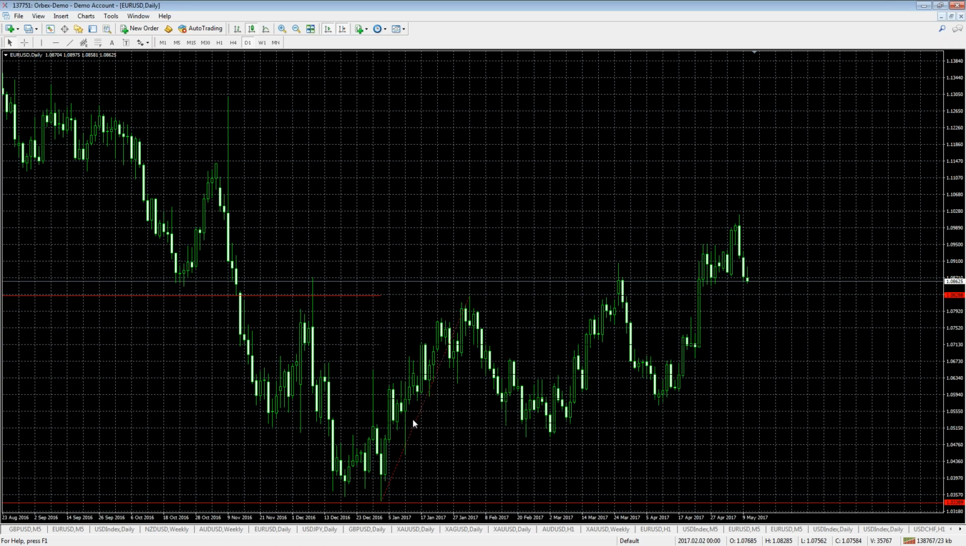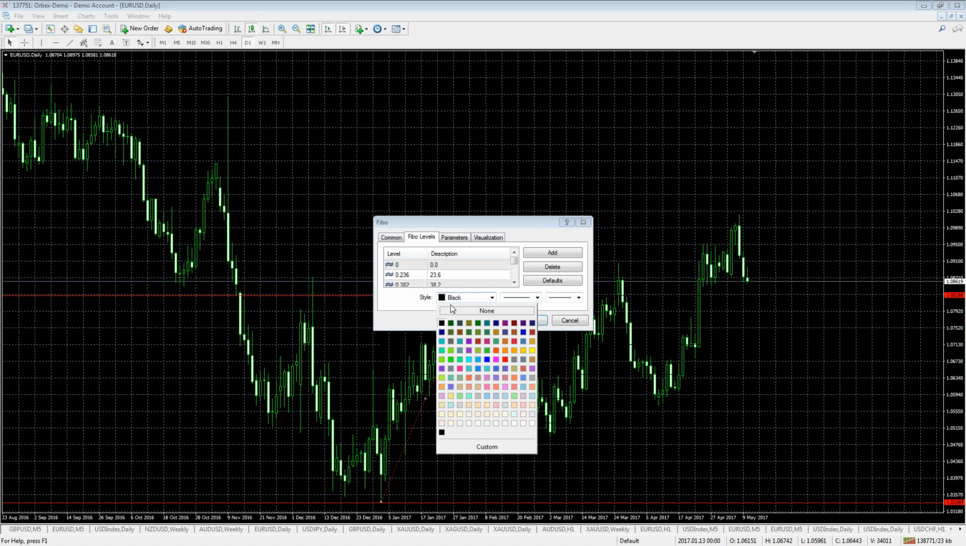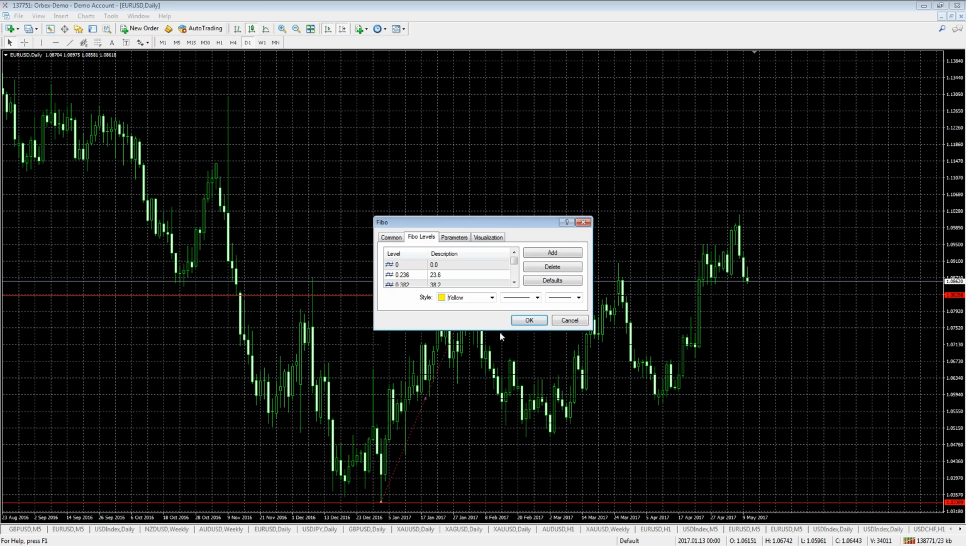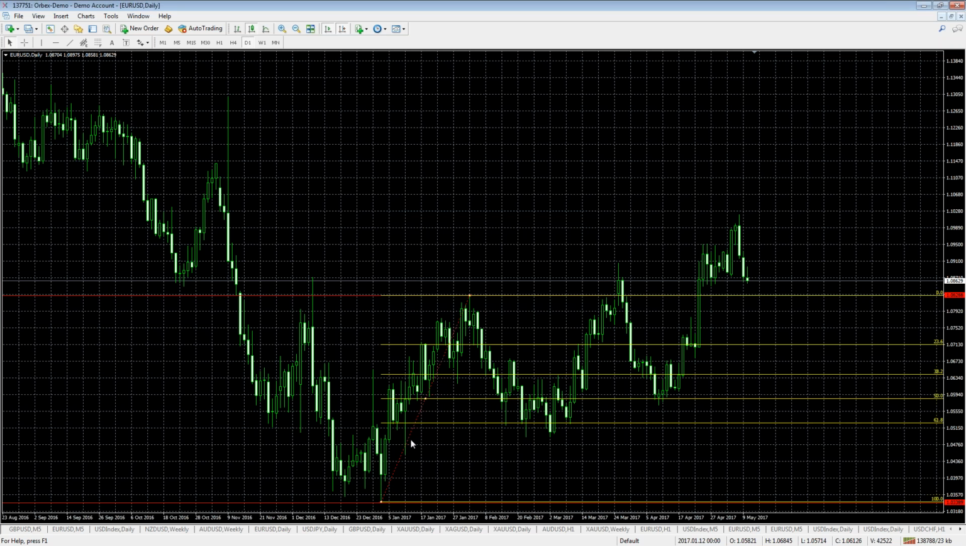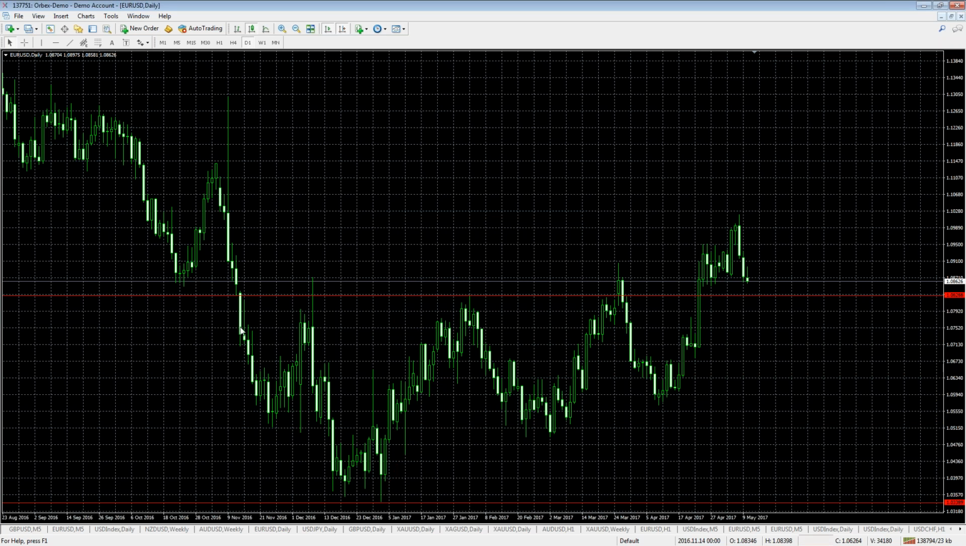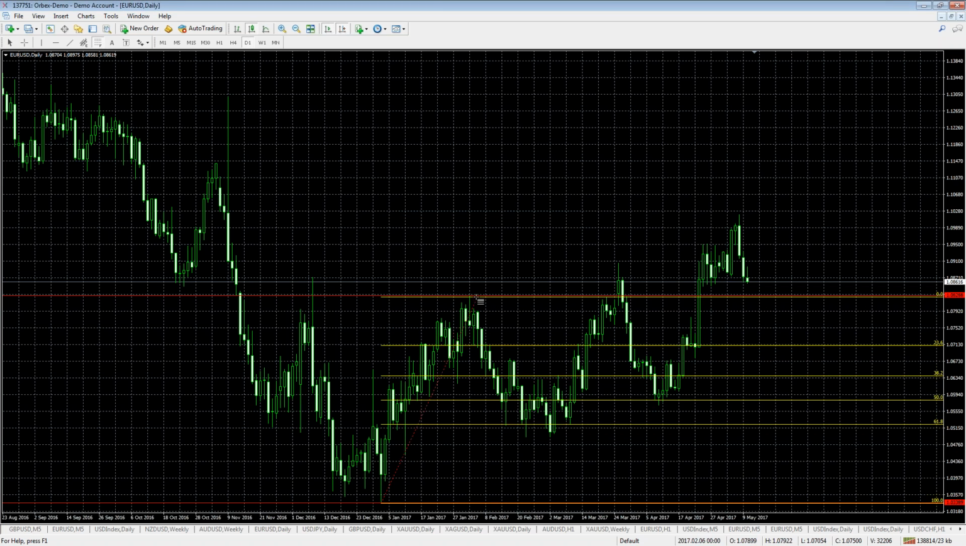Sorry, it's actually in black. I'm gonna fix it. Let's make it. There you go. And let's draw it again. Right, Fibonacci from the lows of the cycle all the way to the highs.